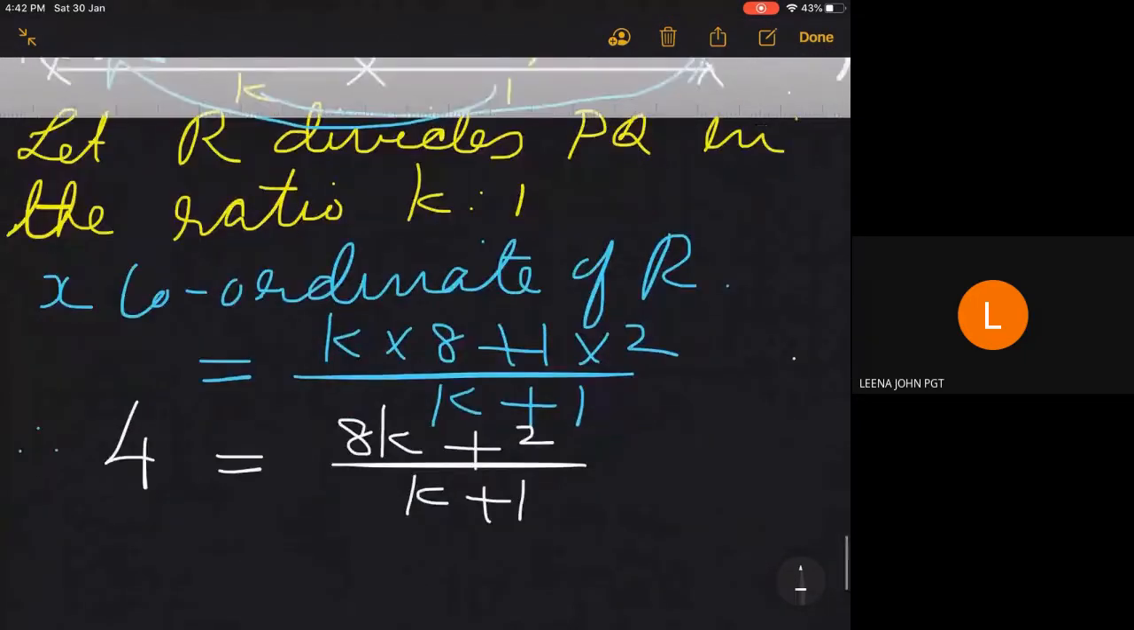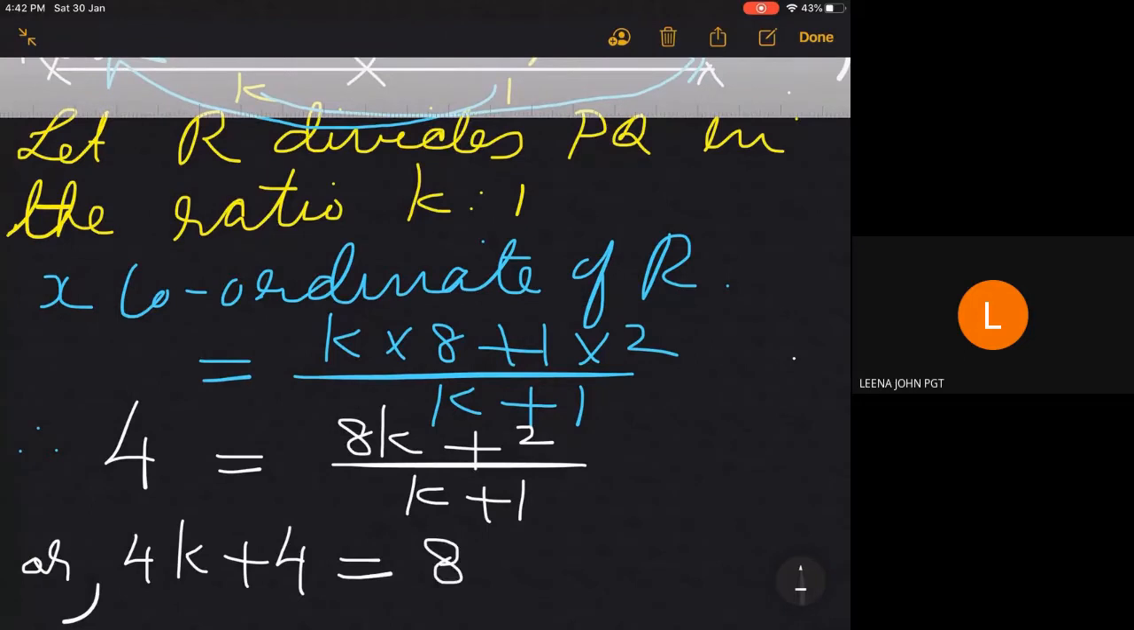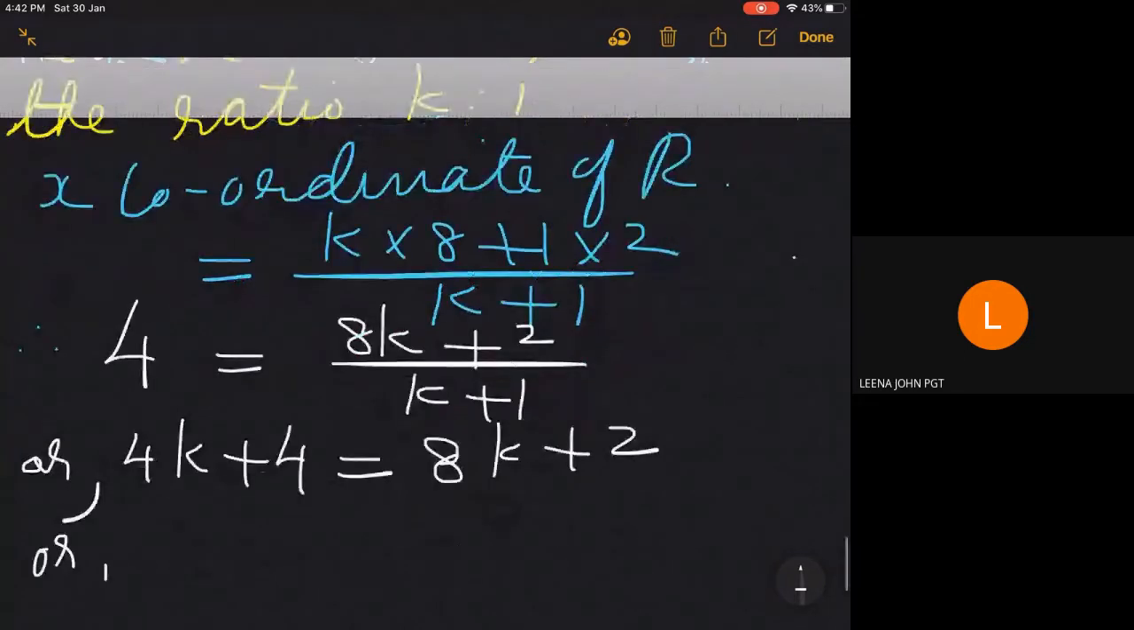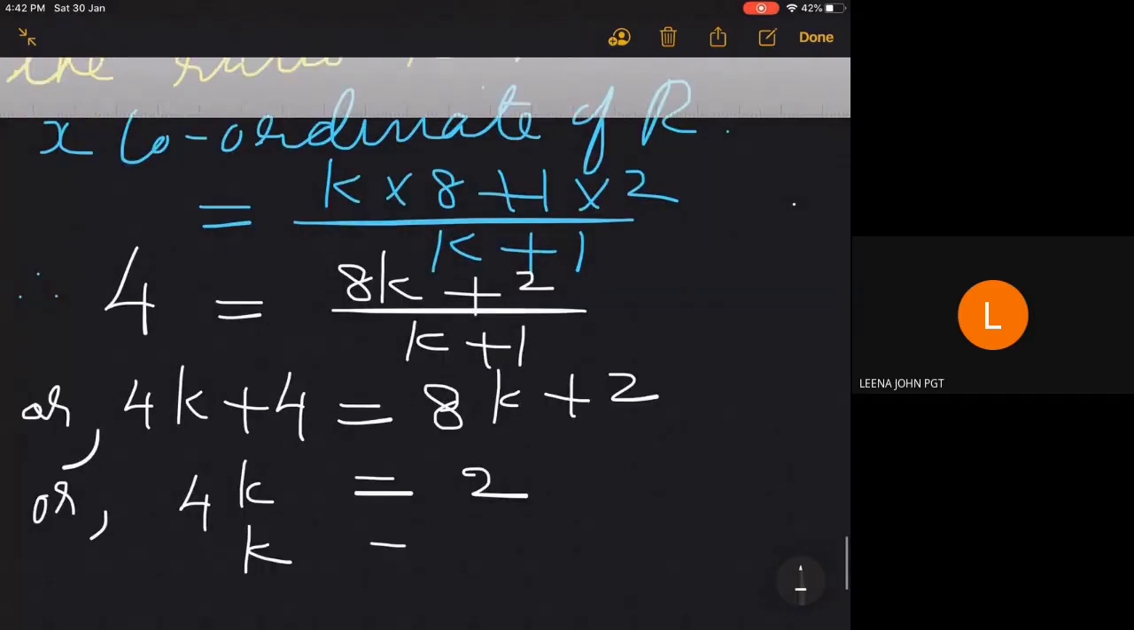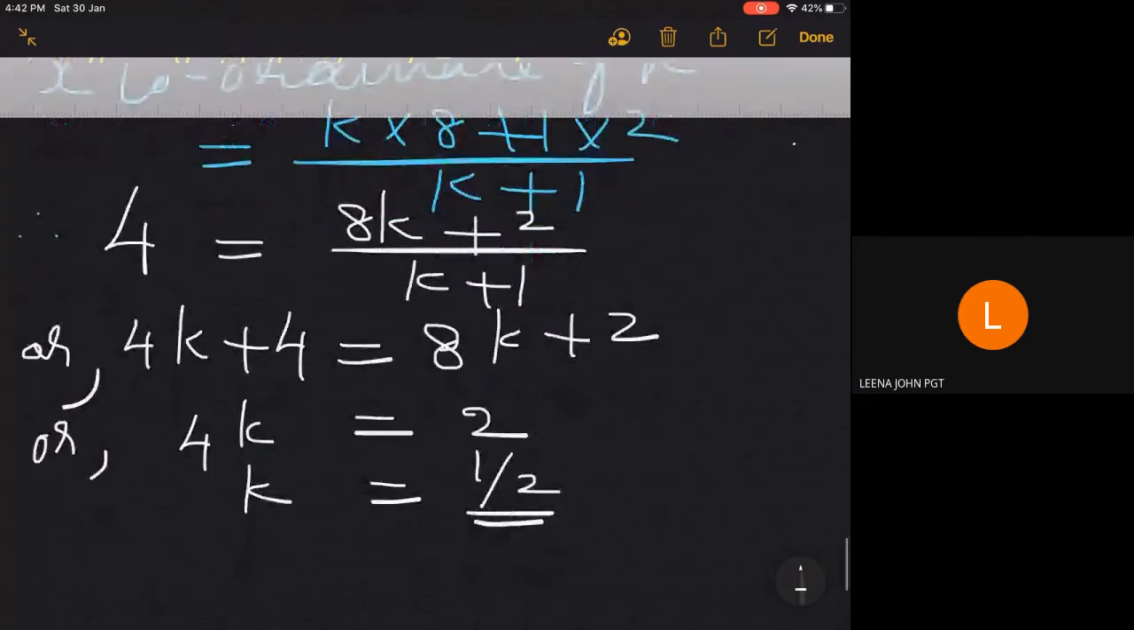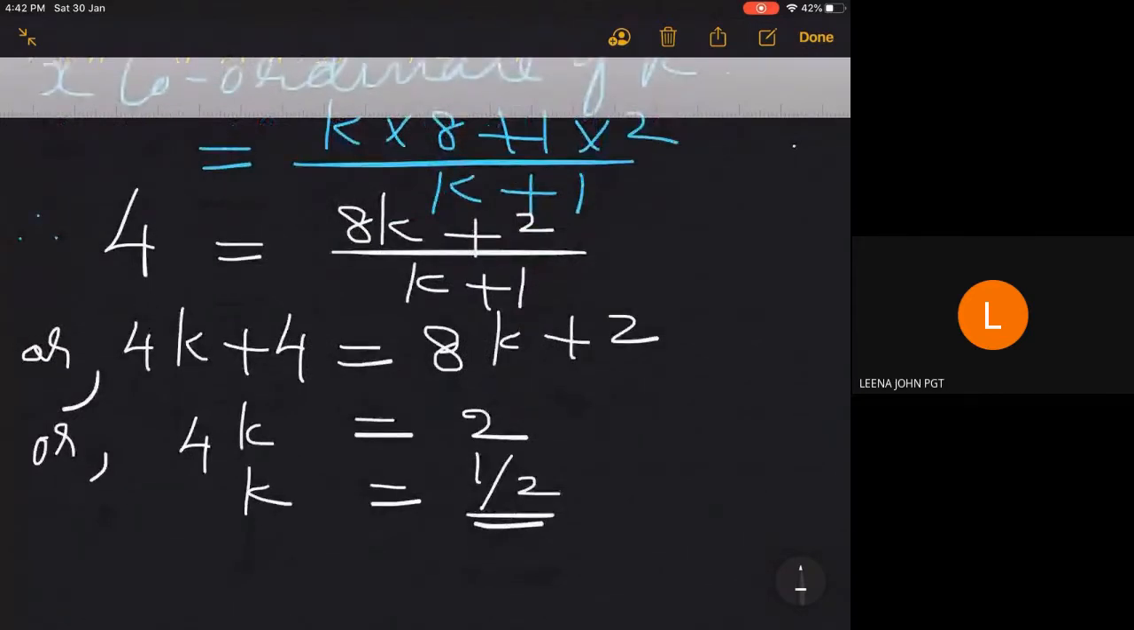On cross multiplication, you get 4k plus 4 equals 8k plus 2. So 4k equals 2, and k equals 2 by 4, or 1 by 2. So the ratio is 1 by 2 is to 1.